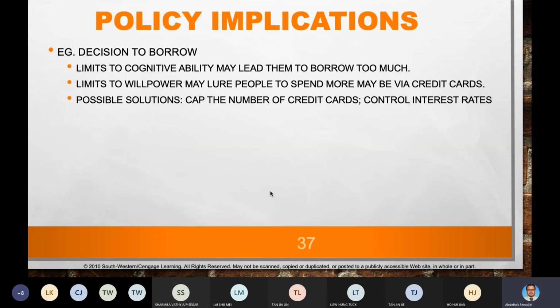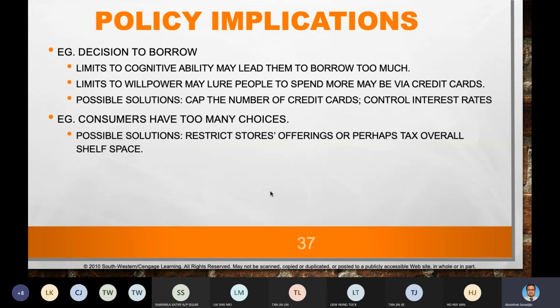So decision to borrow: limit to cognitive ability may lead them to borrow too much. Or limit to willpower may lure people to spend more, maybe via credit cards. Then afterwards they will have a lot of debt. The possible solution: cap the number of credit cards or control the interest rate.